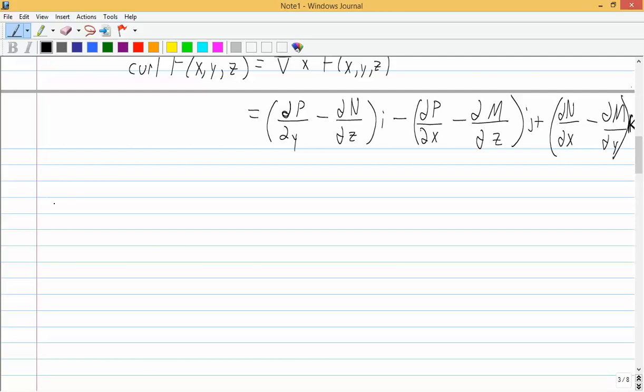Alright, if the curl of F equals 0, then F is said to be irrotational.